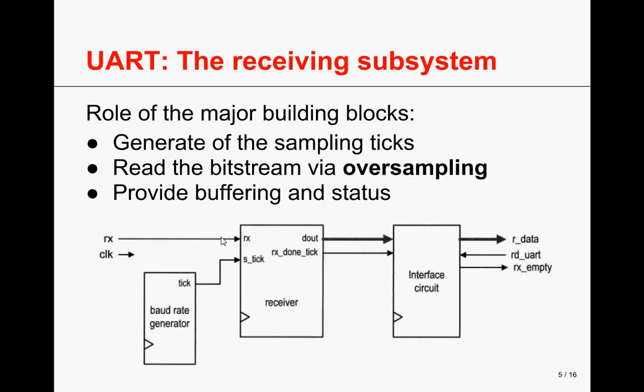We will again wait for a further 8 sampling ticks, read the new value at the middle of its duration, and so on and so forth. And finally, the third block, as we have also said, eventually provides buffering, and it will provide status to the higher level controller or microprocessor.